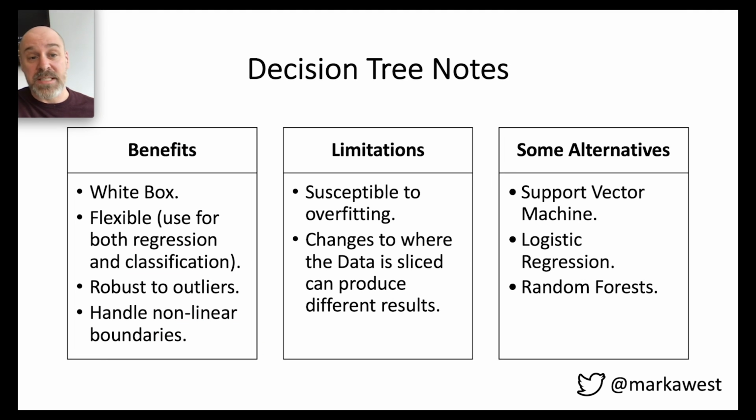So that's decision trees. Very, very easy. White box. Very easy to visualize as well. They're robust to outliers, but they are susceptible to overfitting. They can quickly memorize your training data if you're not careful with them. And also, where your data is sliced, the quality of data going into them, can give you different results.